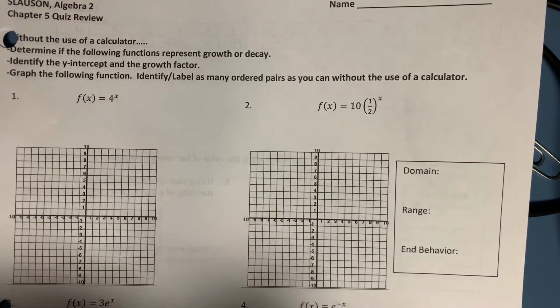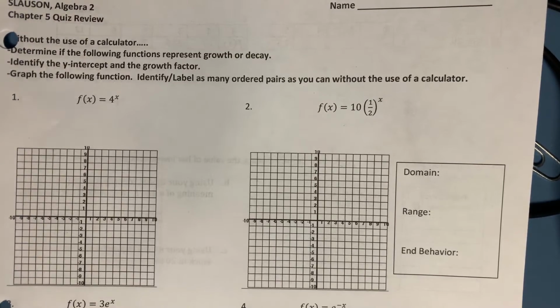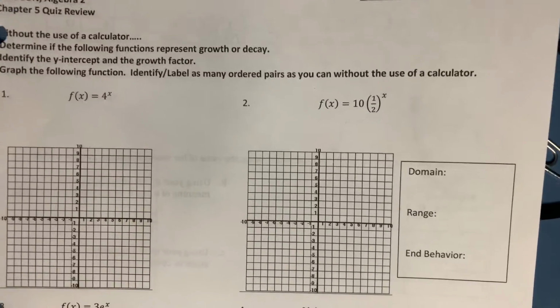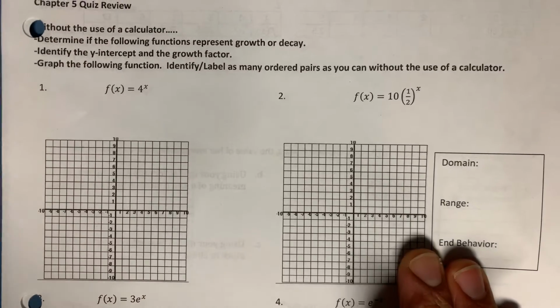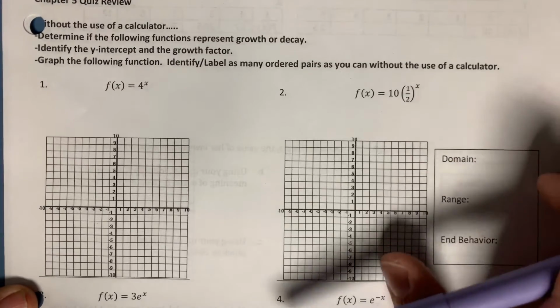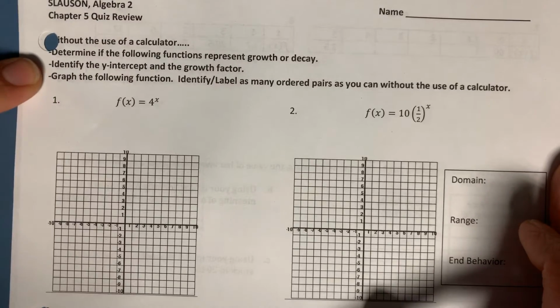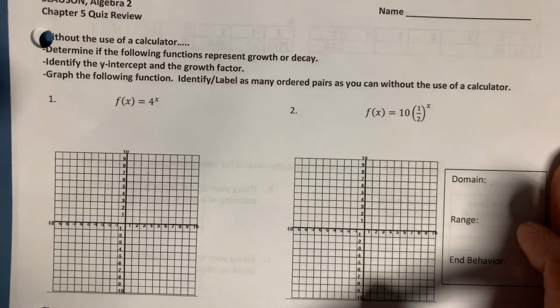Here is the video review for the Chapter 5 quiz. So the idea of the first four is I want you to try to graph these without the use of your graphing calculator and to get as many points as you can possibly get, again, without the use of your graphing calculator. So as I explained in class, these questions are guiding you to understanding how to get the shape.